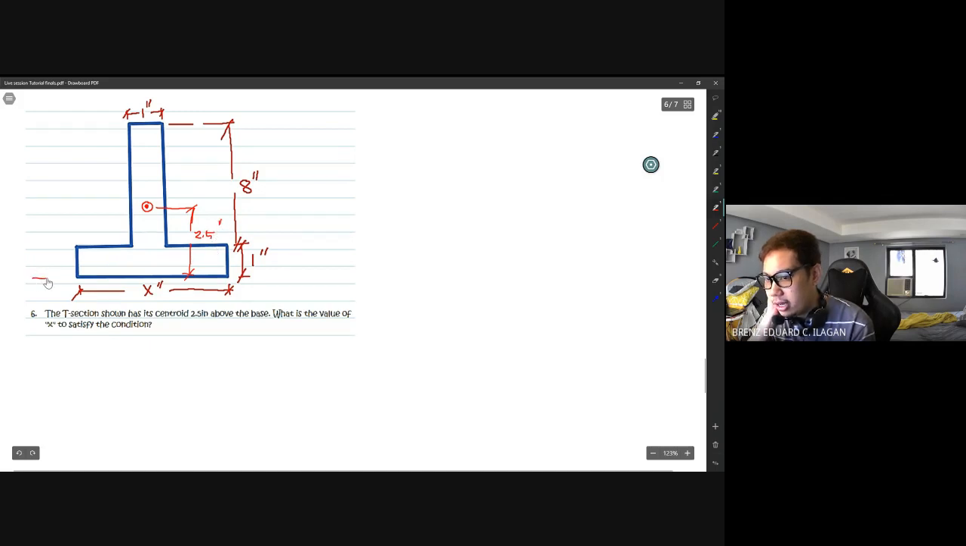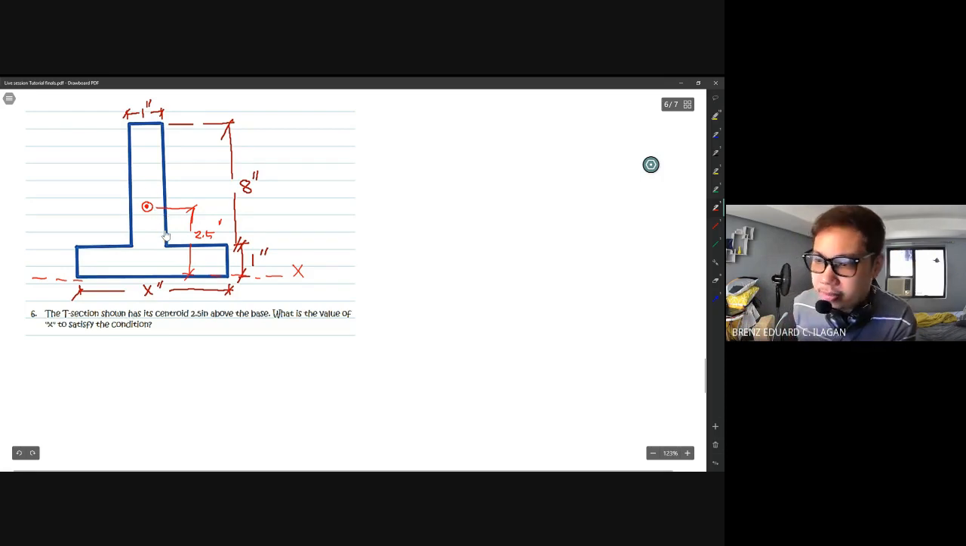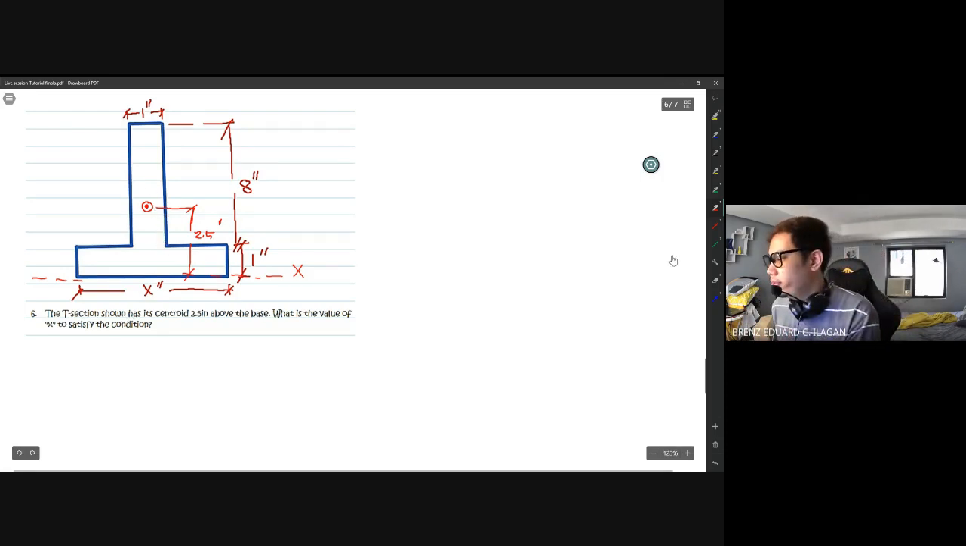Okay, so what I will do, since what was given is coming from Y bottom, is take this as my reference axis. So, all my measurements go upward so they are positive. So, what I will do here is divide this T section into 2. Okay, so this is area 1, and then this is our area 2. After that, locate the centroid of each figure.